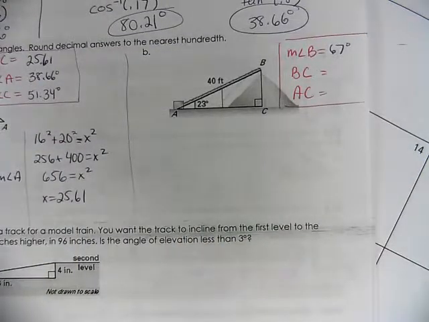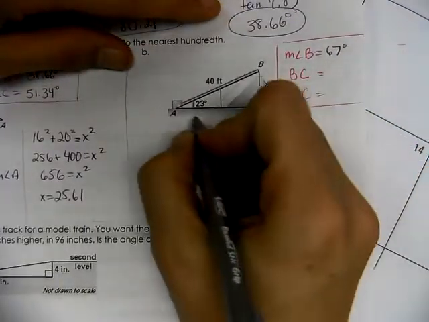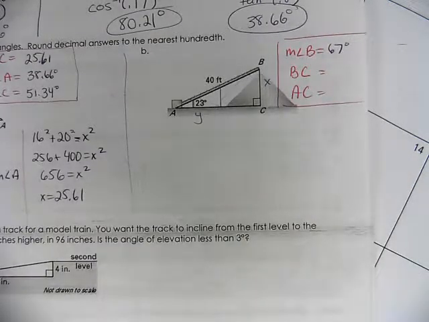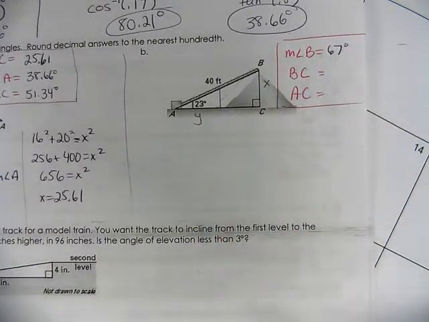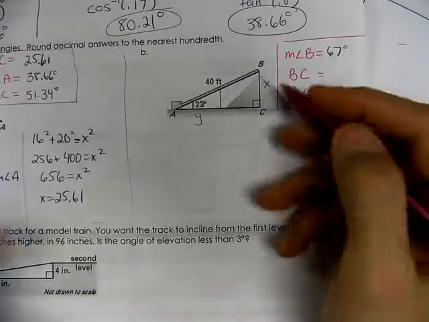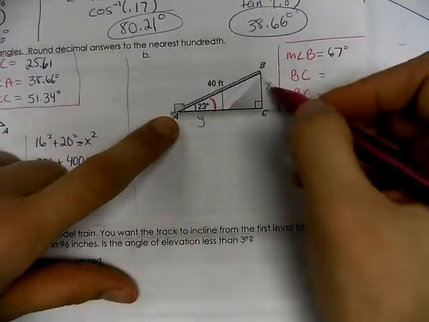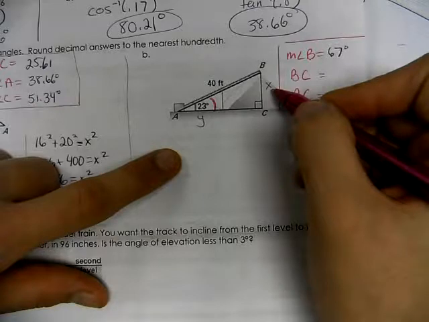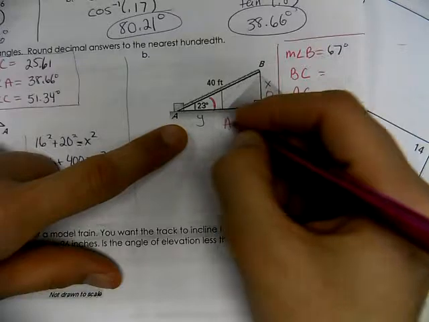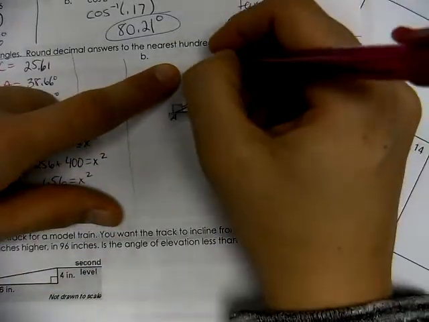Okay. So I'm going to label BC X and AC Y. Now here's the thing. I'm going to label this as if 23 was the only angle I was given. You can basically just use two trig ratios, or you can use one and Pythagorean theorem. It's up to you. Let's find BC first. So let's label. 23 is my angle. X is what side? Opposite. What about Y? 40 is the hypotenuse.